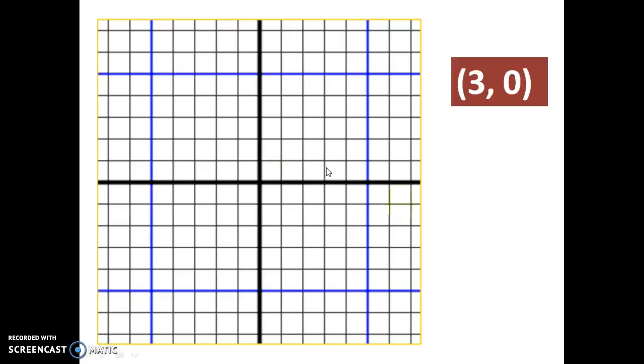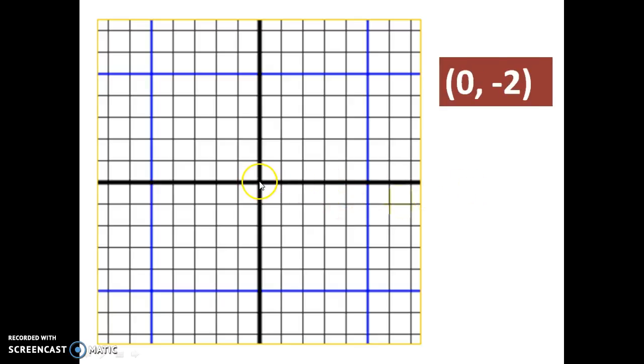Let's take a look at graphing points given the coordinates. So here we have 3, 0. So in order to plot this point, we can go 3 units to the right and up 0 units. So our point lies in this location.